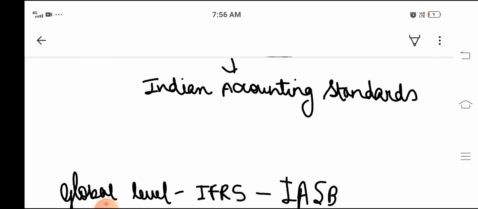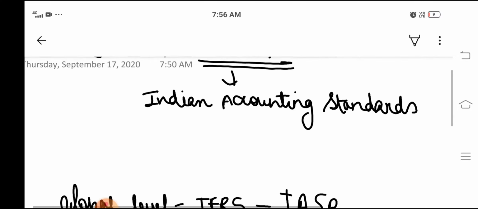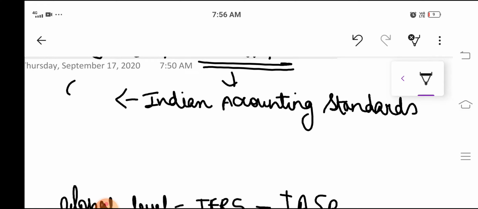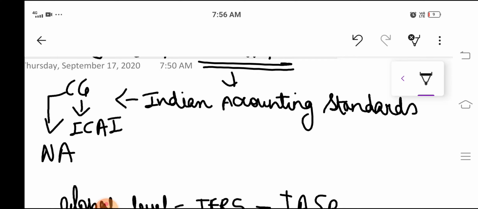Why is the name Indian Accounting Standards? Actually, we have not purely, completely adopted IFRS. We wanted to follow IFRS so that we become globally comparable. But the issue was we cannot directly adopt IFRS. So the central government, in supervision with ICAI, and in consultation with the National Advisory Committee on Accounting Standards, NACAS, issued Indian Accounting Standards.